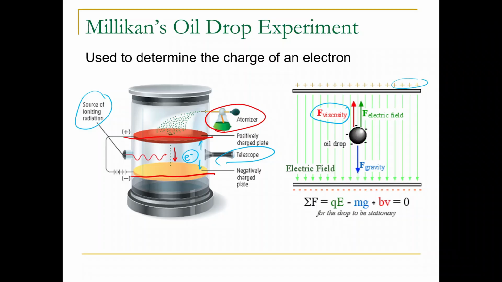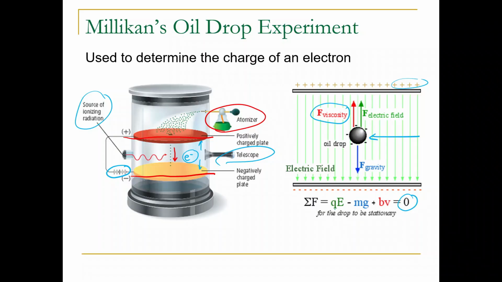And so what Millikan was able to do is adjust the power source that was charging the plates until the droplet would stop. And it would stop in air. And so therefore it would be in equilibrium. So the net force would be 0 for the drop to be stationary.